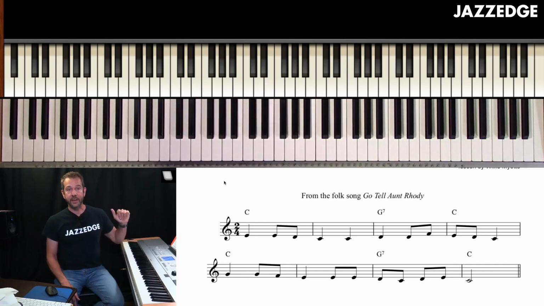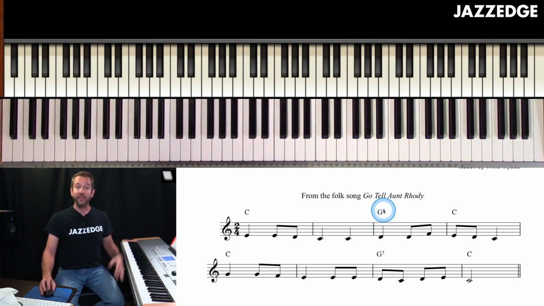So the 5 chord is my dominant chord, and it's found within each key. In Go Tell Aunt Rhody, we have the C chord, and then we go to the G7 chord. That is my 5-7 chord. So this would be my 1 chord, the C, and then G7 is my 5 chord.